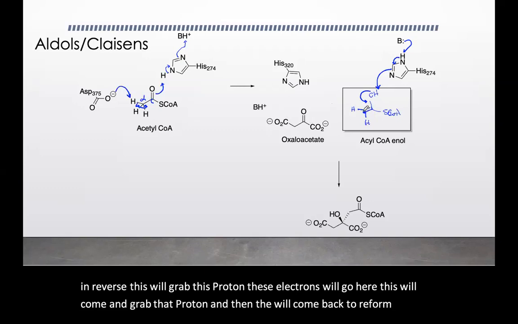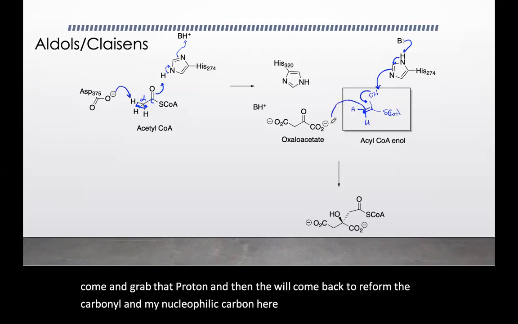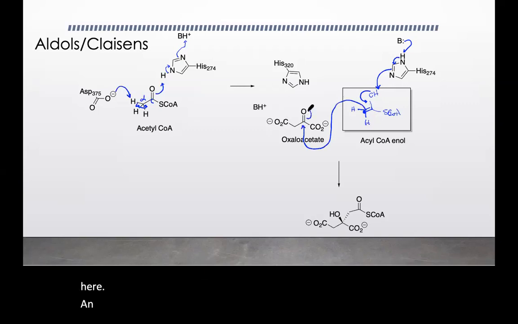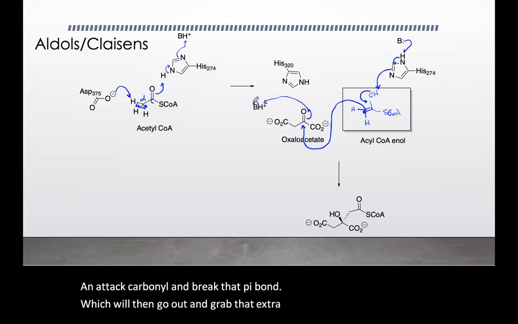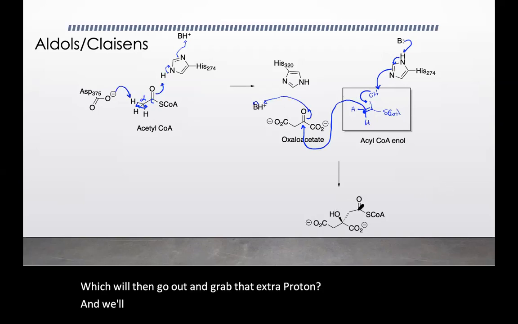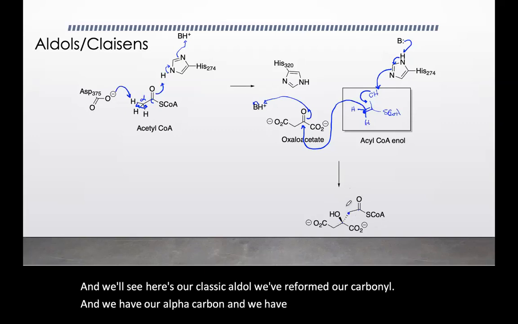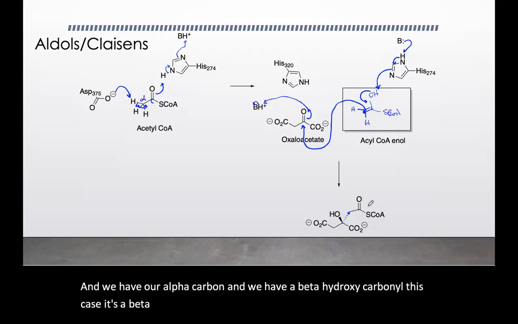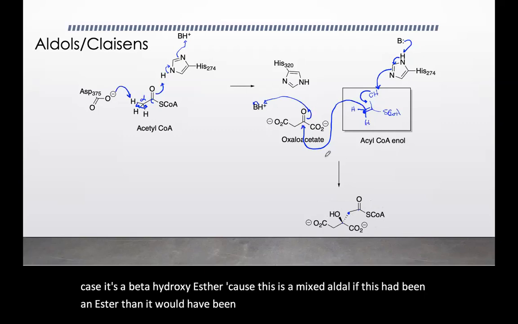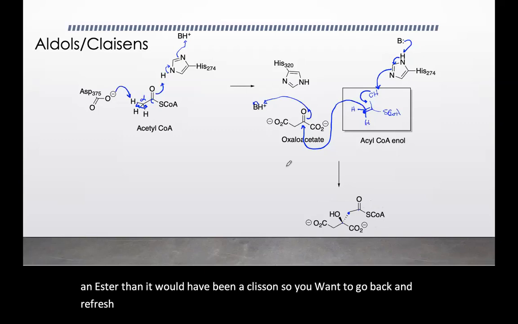And my nucleophilic carbon here, these electrons will come over here and attack a carbonyl and break that pi bond, which will then go out and grab that extra proton. And we'll see, here's our classic aldol. We've reformed our carbonyl. Then we have our alpha carbon, and we have a beta hydroxy carbonyl. In this case, it's a beta hydroxy ester because this is a mixed aldol. If this had been an ester, then it would have been a Claisen. So you'll want to go back and refresh the aldols and the Claisens because they'll show back up again in glycolysis as well.